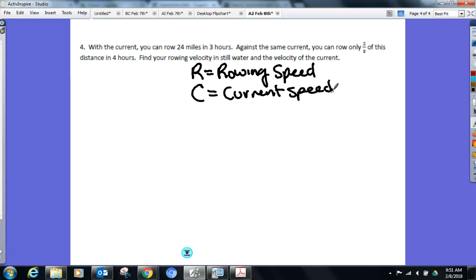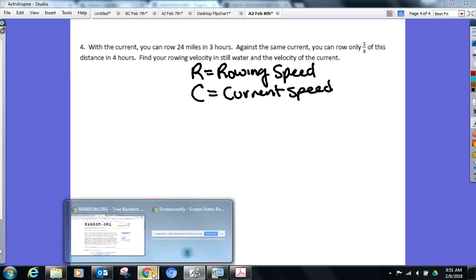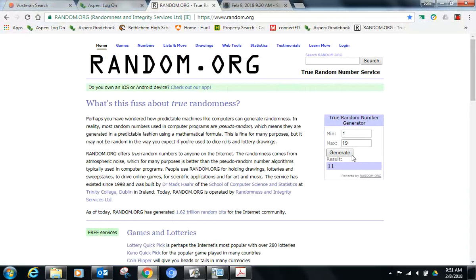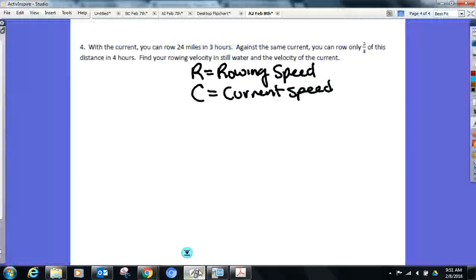First equation. Focus in. Who's got 11? Okay, ready? With the current, you can go 24 miles in 3 hours. So what do I want to do with these if I'm going with the current? Okay, so R plus C, what's your distance, Carter? 24 miles, and what are you doing it in? So 3 hours.